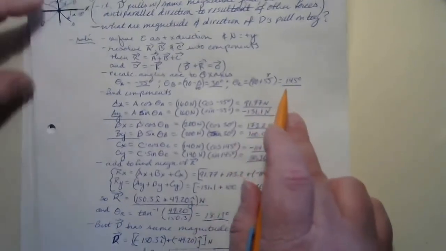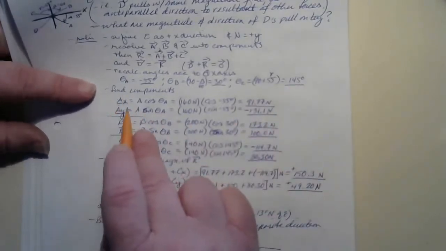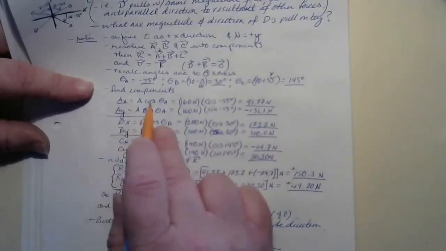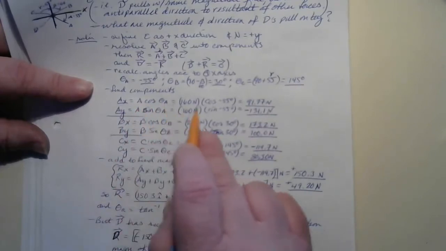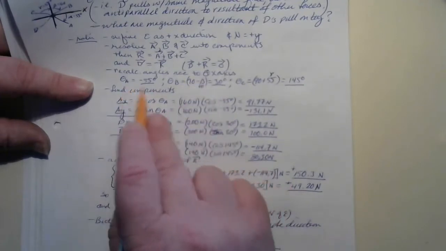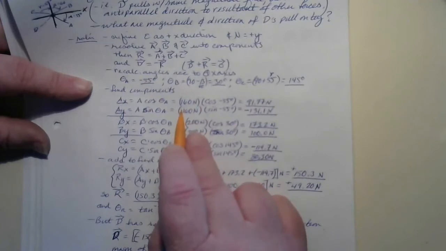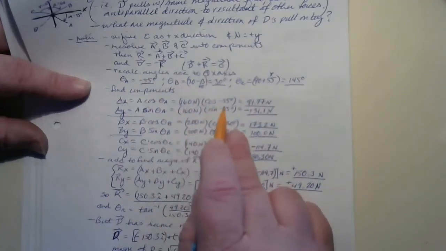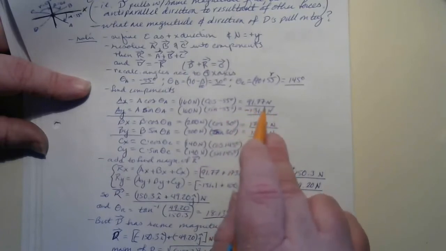Now that we have the angles defined according to the customary way of defining angles, we can find the components. The x component of A is just the magnitude of A times cosine of theta A. That is the angle measured according to the customary methods that we just found. So that's 160 newtons times the cosine of minus 55 degrees. That's 91.77 newtons.